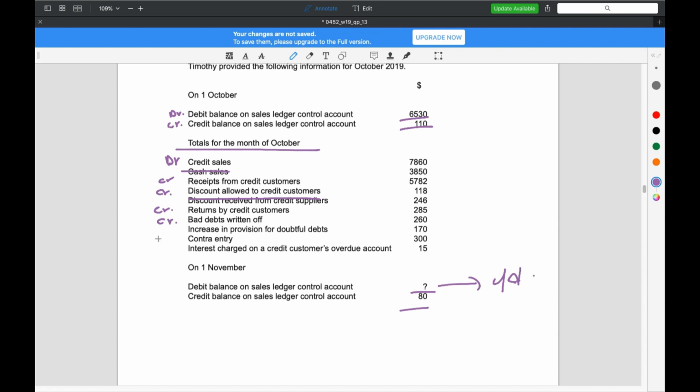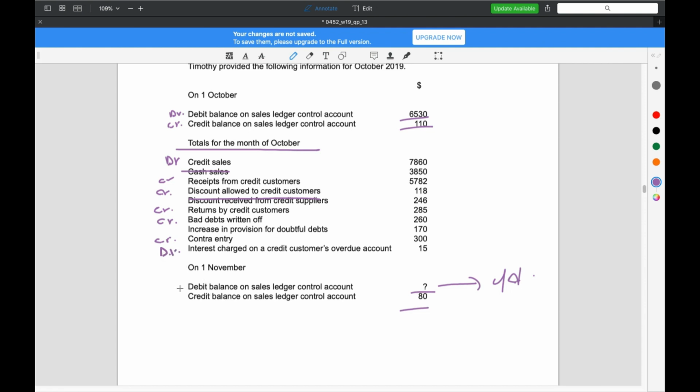So it's going to be over on the credit side. Okay, so the next one is interest charged on a customer's overdue account. If somebody didn't pay you, then you charge interest on the late payment. This means that you gain the money. So whenever you gain money as interest on an overdue, you actually debit the sales ledger control account, because it counts with your sales. You receive that money, so that is going to be over on the debit side.